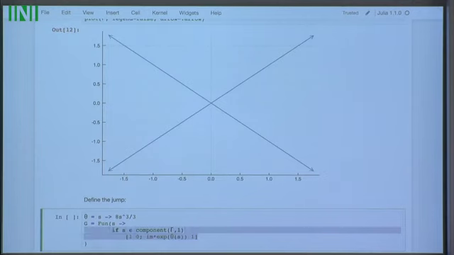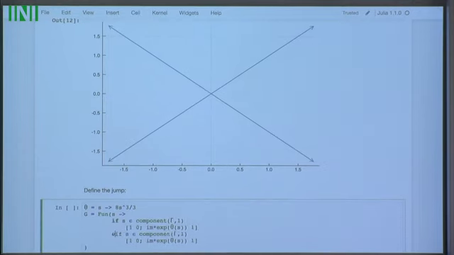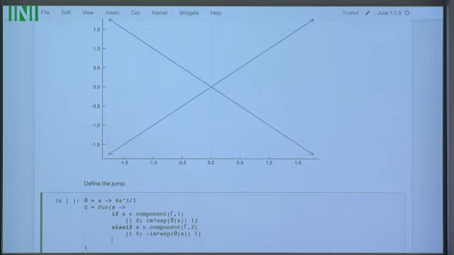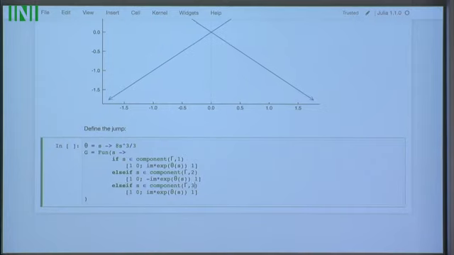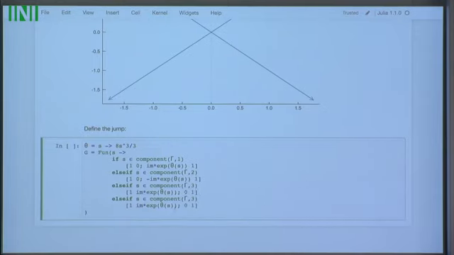1, else if s is in the second component, I think it's just a minus sign there. Else, if it's in the third, then we have the upper triangular version. And then if it's in the fourth, I think that should be minus, oh, and I forgot that. Okay, so that looks pretty good. So this is just creating the jump on the contour gamma.